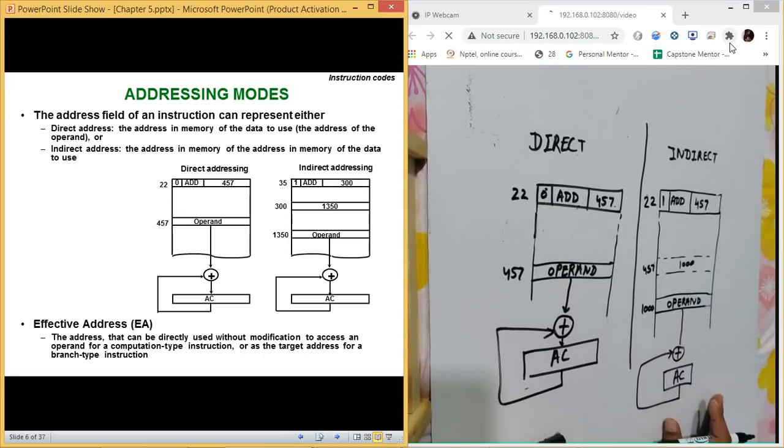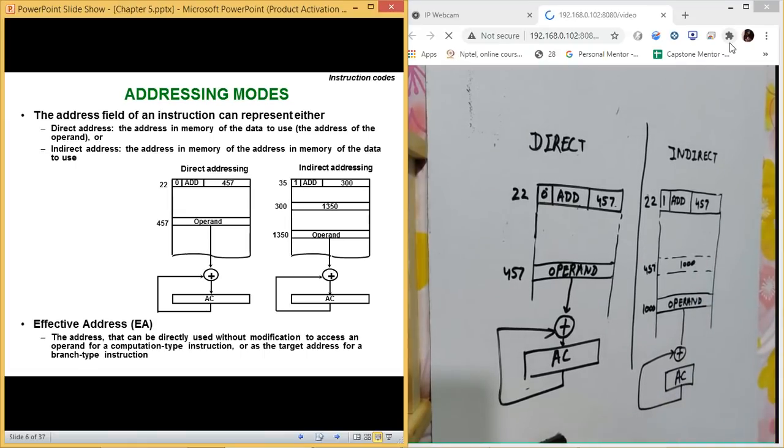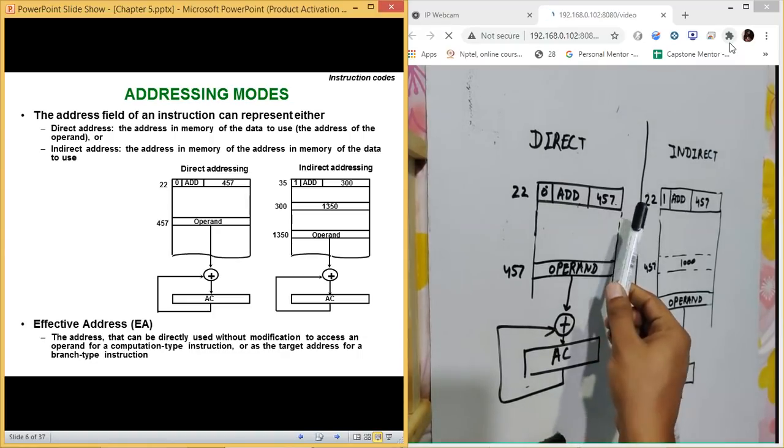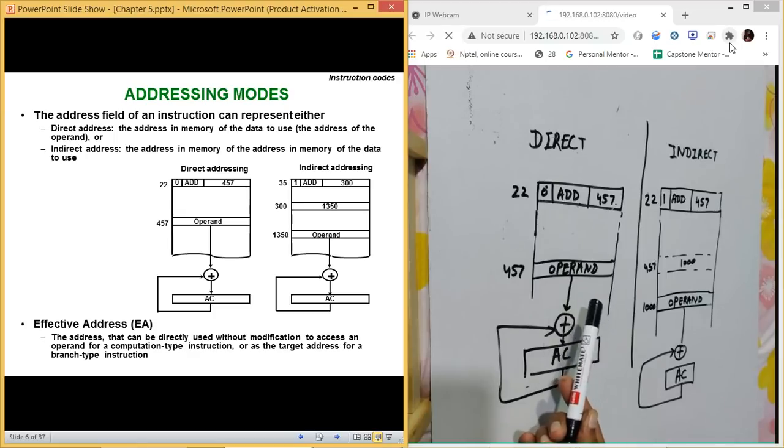Now there is a basic question which you should have or you will have in your mind, that is if direct address is better, because in direct address I am having the direct value, it will take less time to calculate because I am directly getting the address.